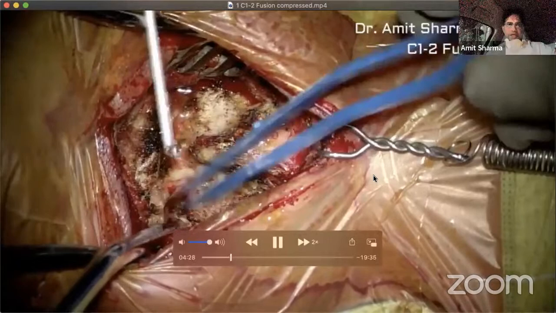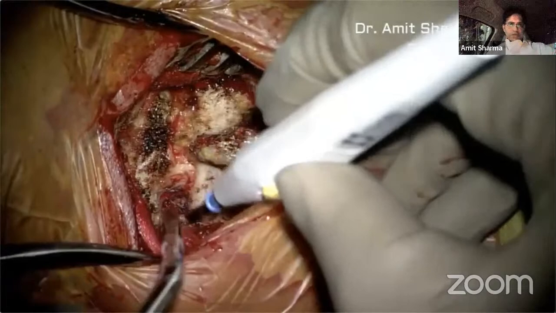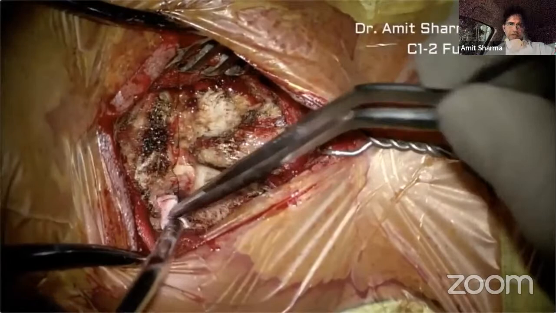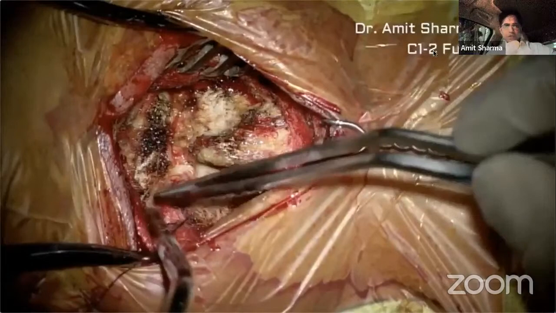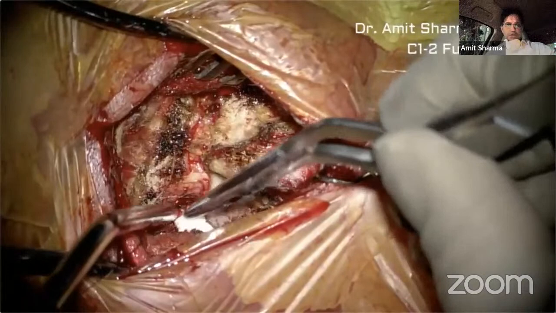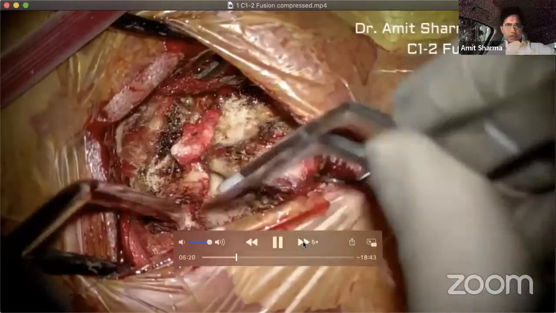So as I said, we have to cauterize all the venous tissues over there, and then you have seen that the dura was seen over there, so you just need to stay lateral to that. You can either pack with cottonoid or you can insert gel foam in that area. So I'll just make it faster.